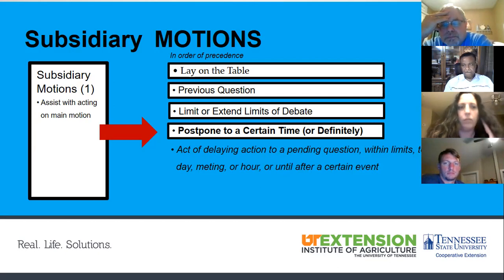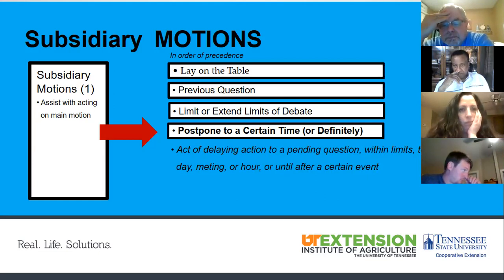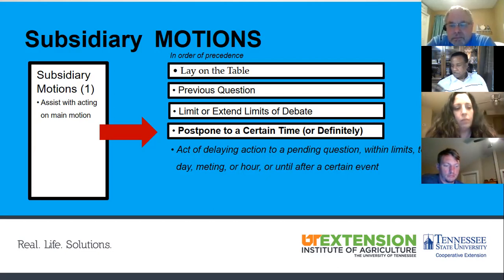So if we're on a motion to have a summer picnic and during that discussion, we have revealed that we may not know if we can reserve the campground we want, someone could say, Mr. Chairman, I move to postpone this till our April meeting. And if that's the case and it passed, then this item would go on the agenda for that April meeting or to whenever we send it to.